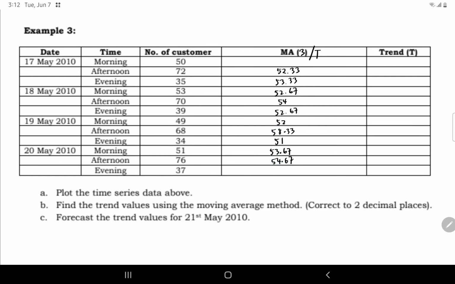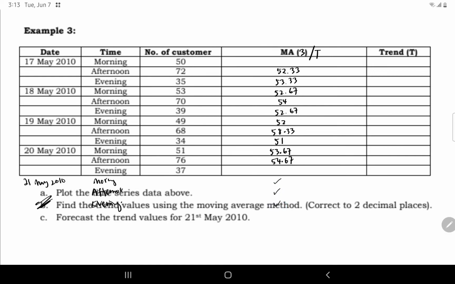Okay, so kita dah jawab B. Kita dah cari trend value. So trend value dia di sini. Okay, and then to forecast the trend value for 21 May 2010. Okay, so kita kena tambah lagi satu kat sini, 21 May 2010. Dia suruh cari untuk morning, afternoon and evening. Okay, so kita nak cari dekat sini berapa trend dia, kat sini berapa, kat sini berapa.